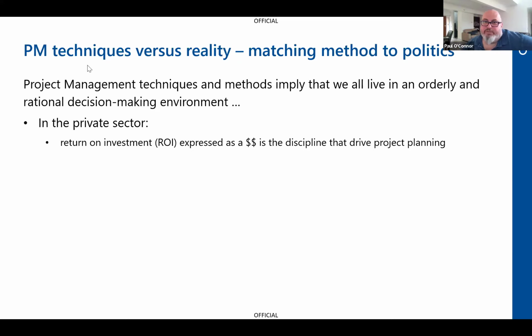Because return on investment is often what drives projects and it's mainly what drives projects. So no private sector company does a project that's not going to make any money out of it. And that's expressed as dollars or profit. And that drives a discipline in your project planning. So if you don't achieve that profit, you're done. The project gets cancelled. So the private sector is pretty much driven by the dollar, which is what their nature is. I'm not criticising that. It's just the way it is.